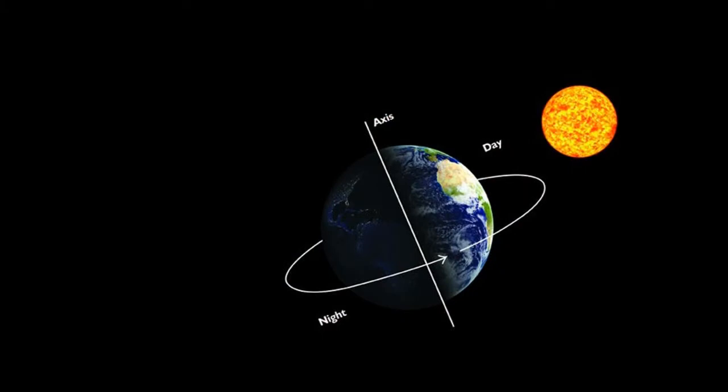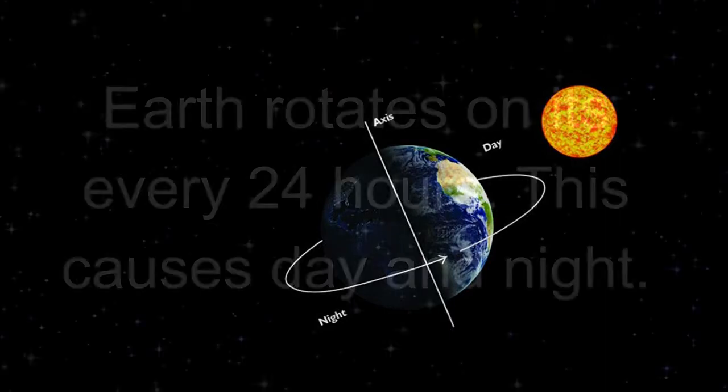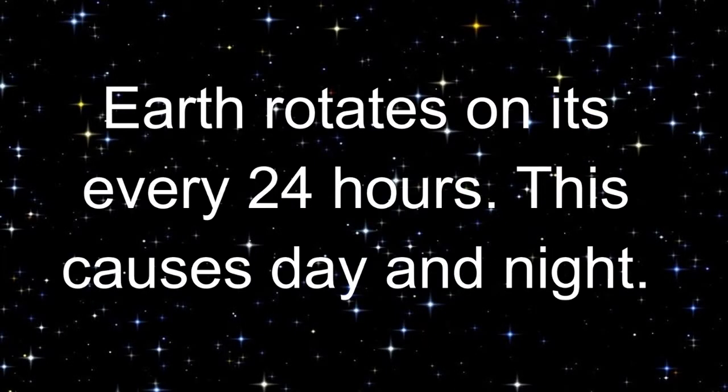When the Earth is facing the sun, it's daytime in Ohio, and when it's facing away from the sun, it's nighttime in Ohio. If you have a friend who lives in China, they will experience nighttime while you experience daytime. Be careful when you call them so you don't wake them up. So, Earth rotates on its axis every 24 hours, and this is what causes day and night.